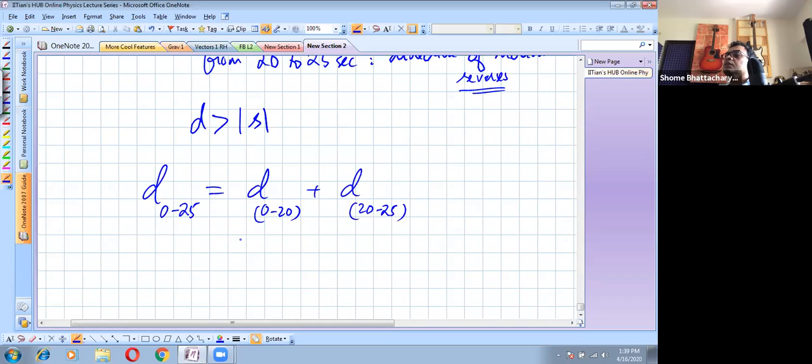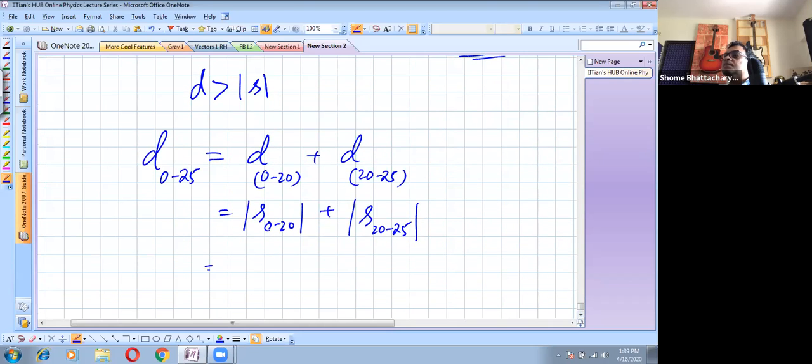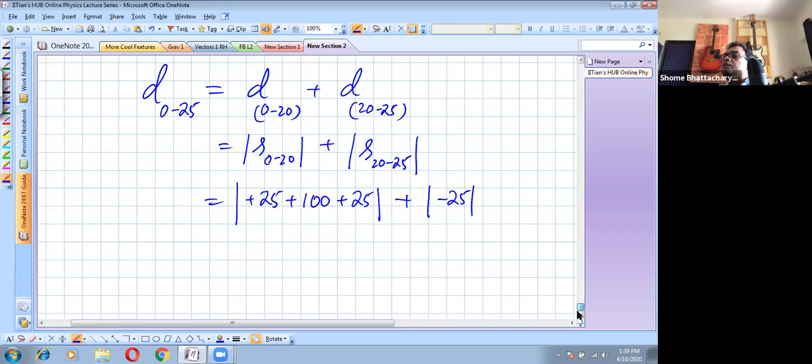and is making negative displacement. So this will become magnitude of displacement from 0 to 20, plus magnitude of displacement from 20 to 25. Now you have to just cut paste the values which I have put above. So you can see that displacement from 0 to 20 was 25 in the first 5 seconds, then 100 meters moving with constant velocity. Then again he was decelerating and moving 25. So this much. Whereas this was minus 25, so his mod will become plus 25. So the answer, as you can see, will become 175 meters. And we should give the answer without any algebraic sign because we are talking about distance. So this becomes our answer for this part.